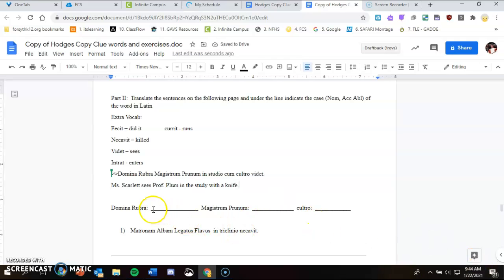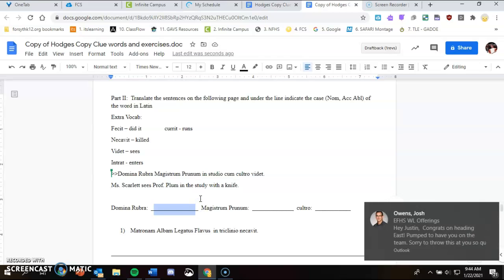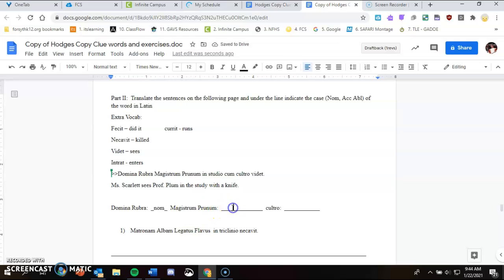All right. So Domina Rubra there, she's the one doing the action. So what case is she? Nominative. Very good. That out of the way. Magistrum Prunum. Accusative. Very good. And because of the UM ending. And what about cultura? Ablative. Very good. Because it comes after cum, it ends with an O.